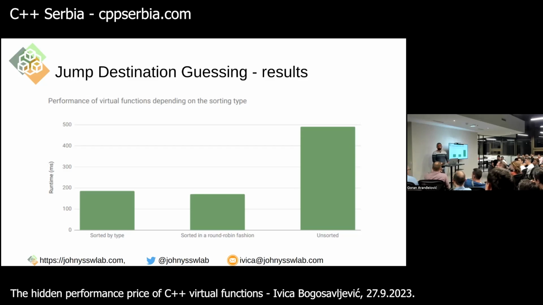Okay. It was a speculation problem in the CPU. The CPU was guessing the address of the virtual functions, but it was guessing wrongly. It is branch misprediction, or jump destination misprediction.